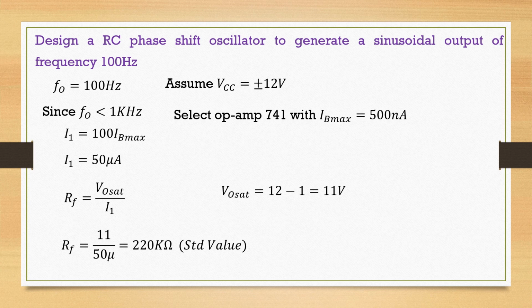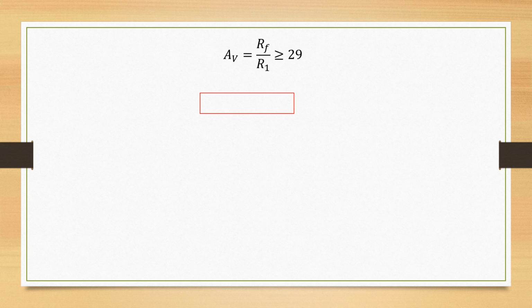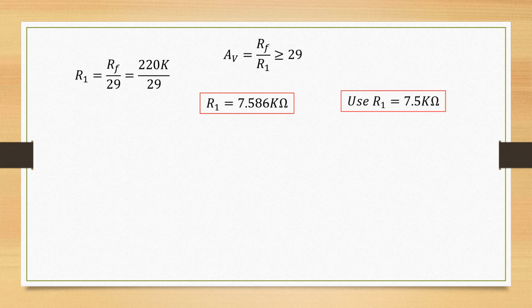Once RF is obtained, we can easily obtain the value of R1 using the gain expression. RF by R1 should be greater than or equal to 29, which is nothing but AF equal to RF by R1 greater than or equal to 29. Therefore, R1 will be equal to RF by 29. Substituting this, R1 will be equal to 7.586 kilo ohm, and we will use a standard value of 7.5 kilo ohm resistance. So RF and R1 are obtained.